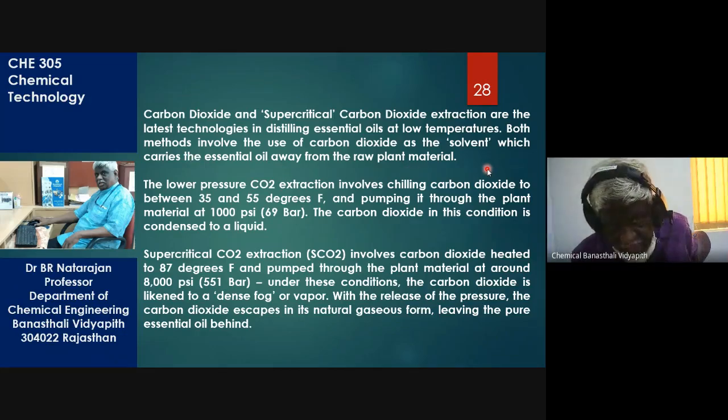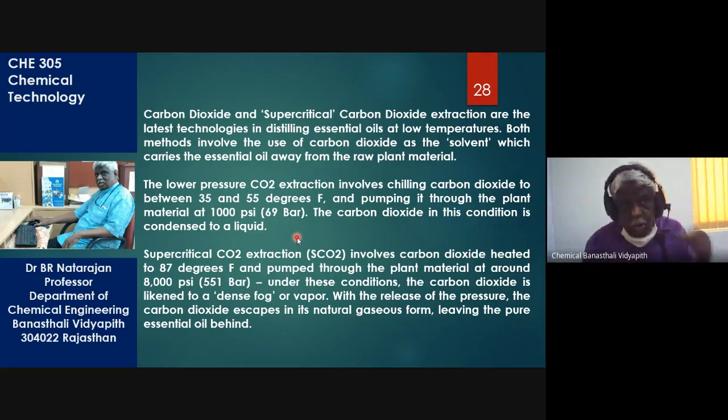raw plant material. The lower pressure CO2 extraction involves chilling the carbon dioxide to 35 to 55 degrees F and pumping it through the plant at 1000 psi, that's 69 bar atmospheric pressure. The carbon dioxide in this condition is condensed to a liquid, right?